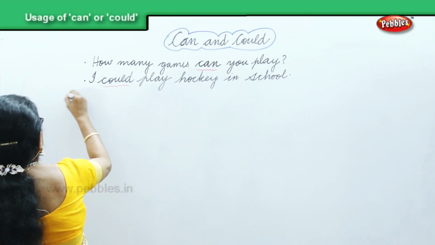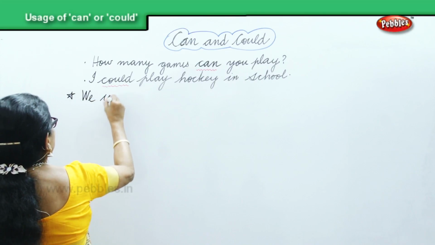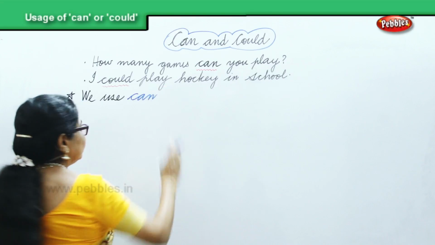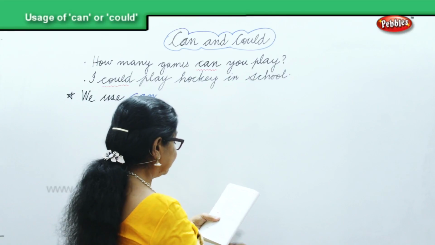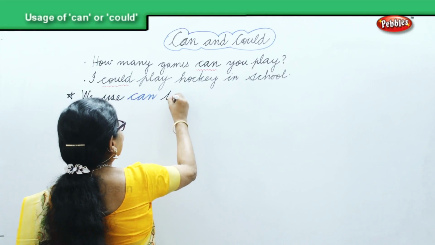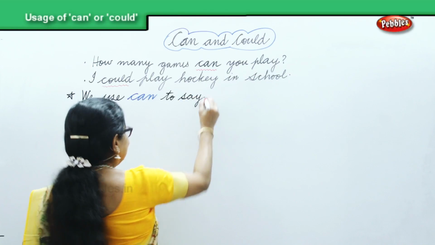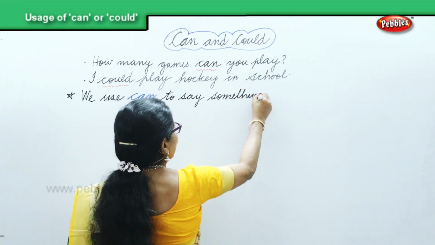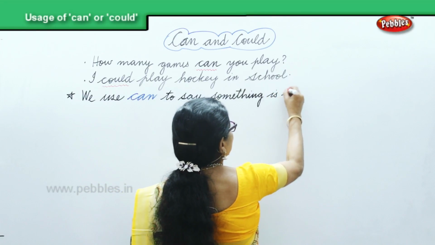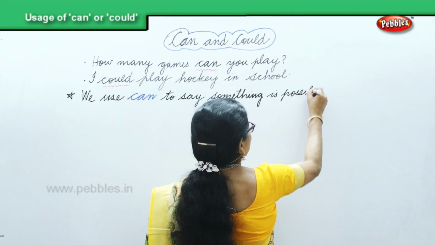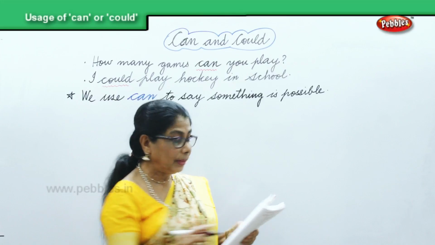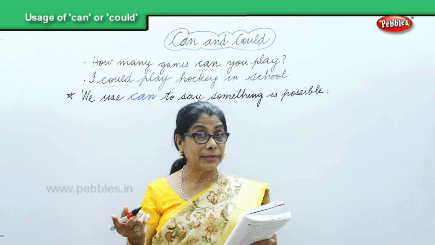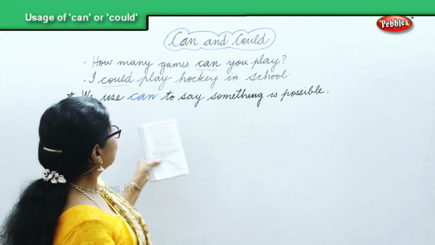So what we need to remember is, we use can to say something is possible. We use can to say that something is possible. Now, that someone has ability or opportunity. So we are using can to say something is possible.